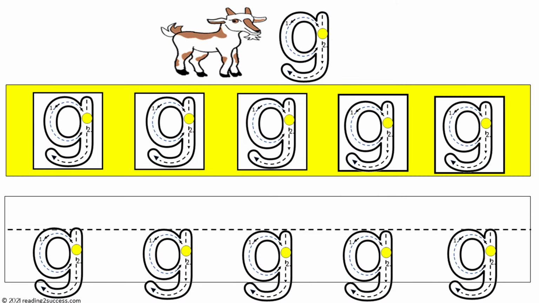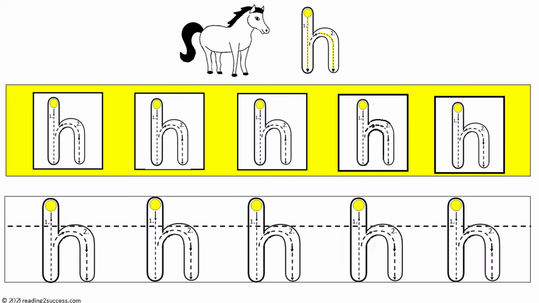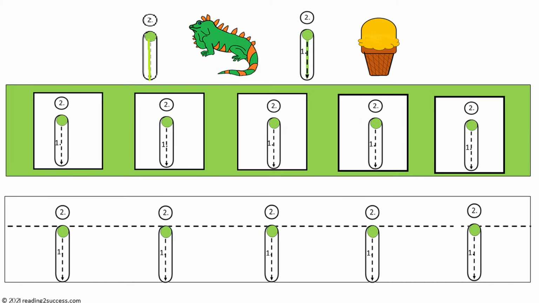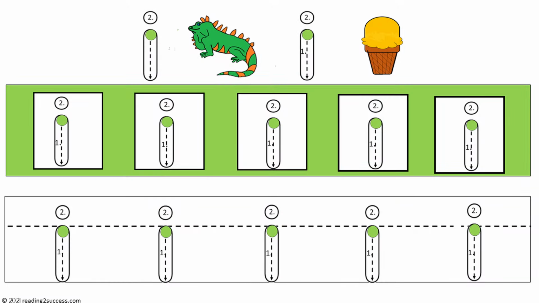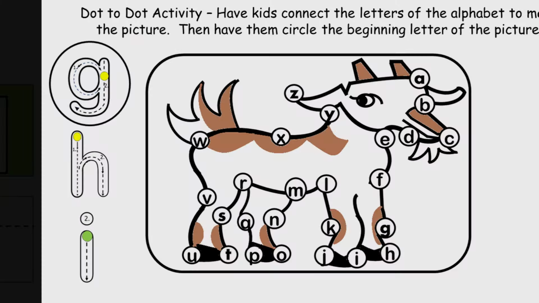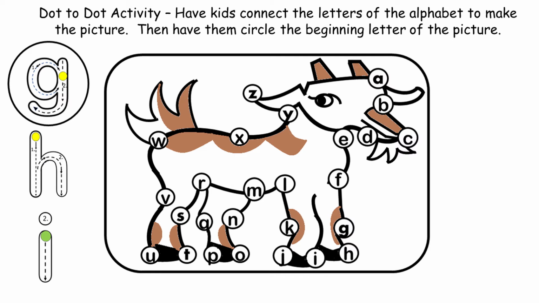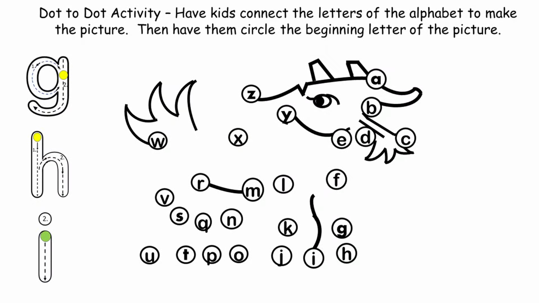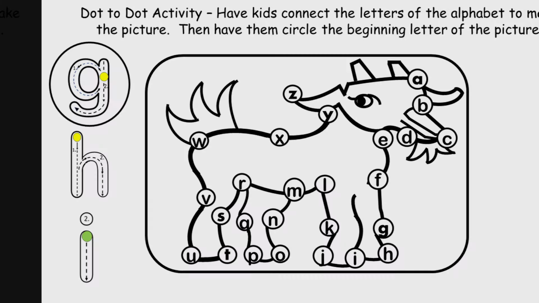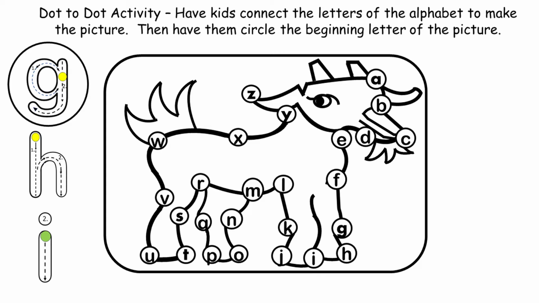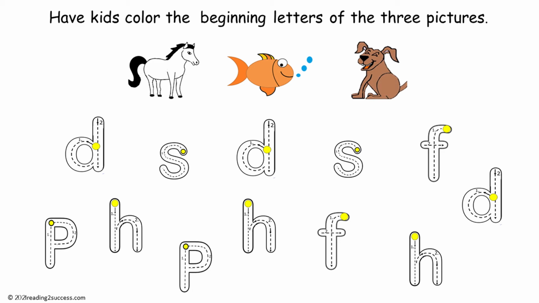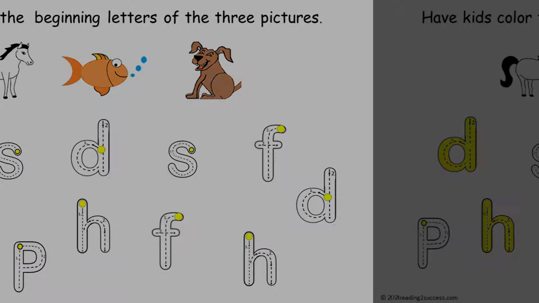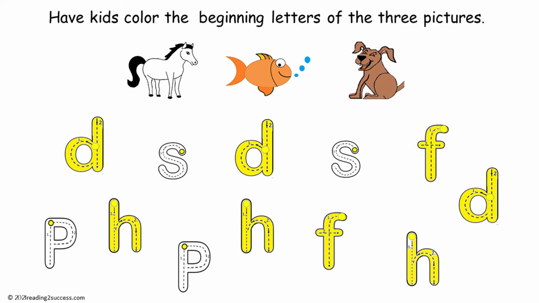Now have kids complete the practice page for letter G, letter H, and letter I. Now have kids complete the dot-to-dot activity. This is the practice page. And this is a completed example that kids can now color. And have kids color the beginning letters for the 3 pictures: horse, fish, and dog. And this is a completed example.